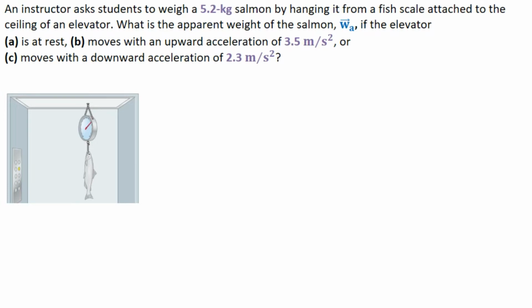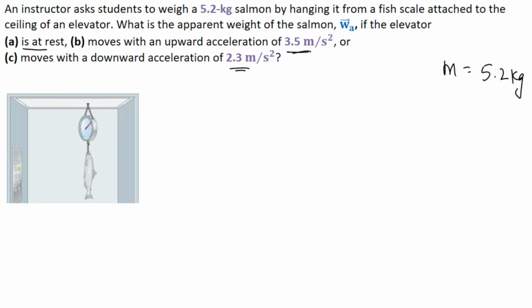So here in this question, we are given that a fish whose mass is 5.2 kg is hung from the ceiling of an elevator using a fish scale. Now we need to calculate the apparent weight of the fish if the elevator is at rest. In the B part, it is moving upward with an acceleration of 3.5 meters per second squared. And in the C part, the elevator moves downward with an acceleration of 2.3 meters per second squared.